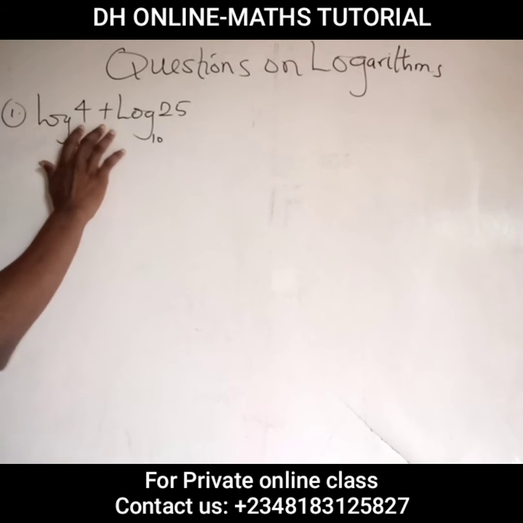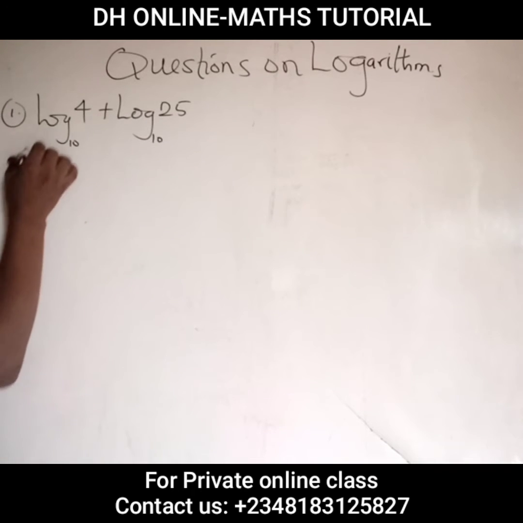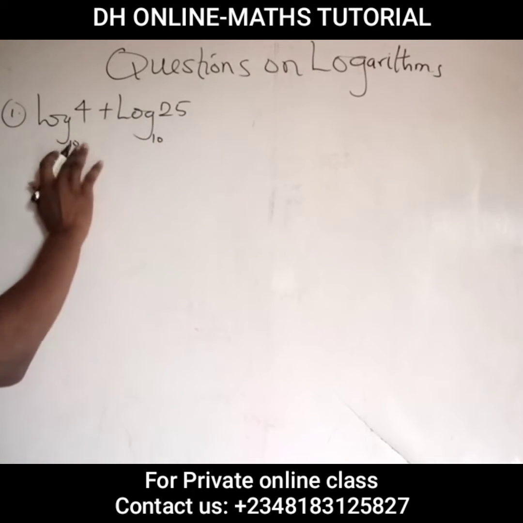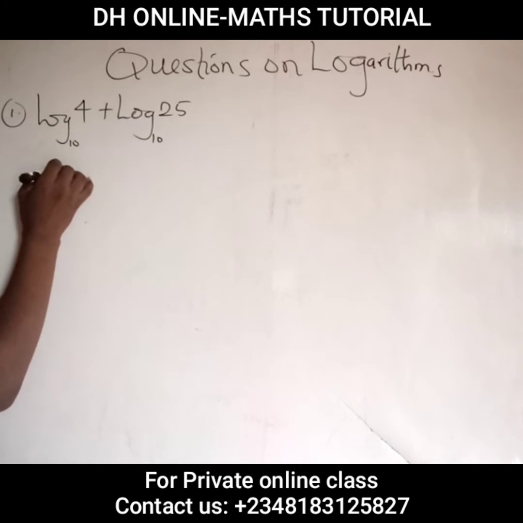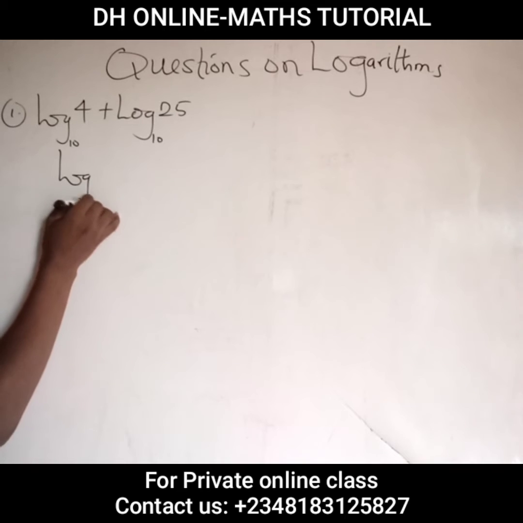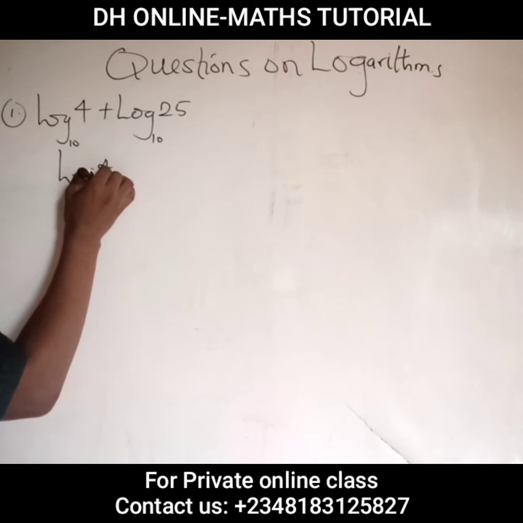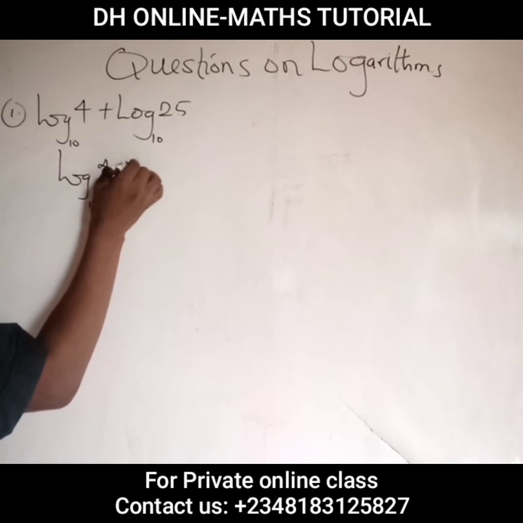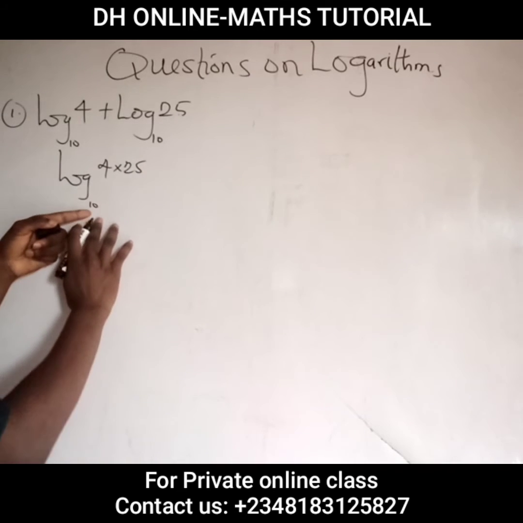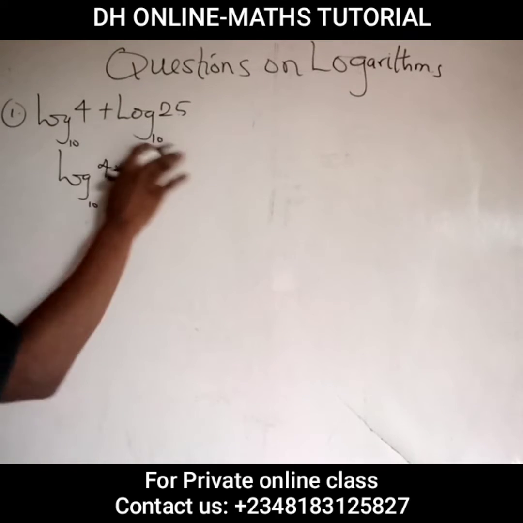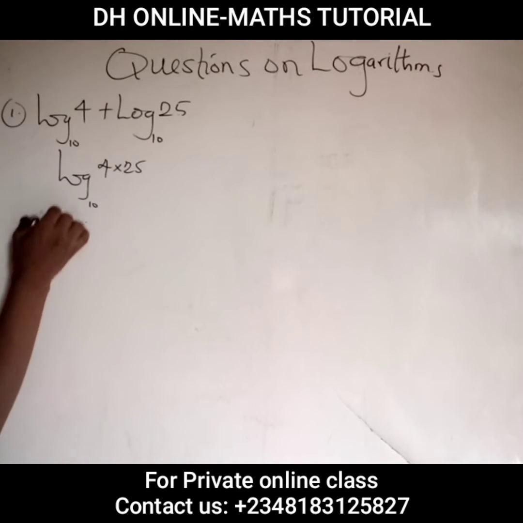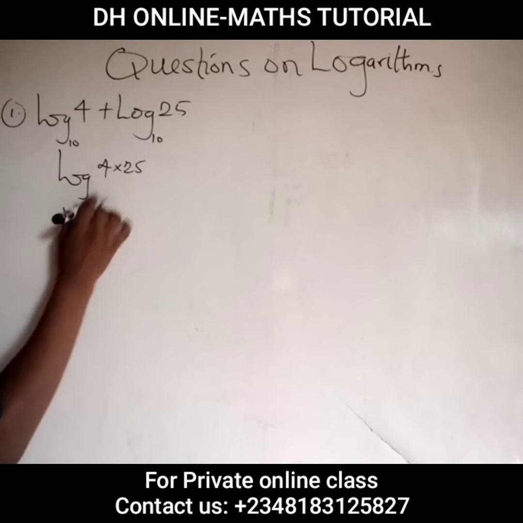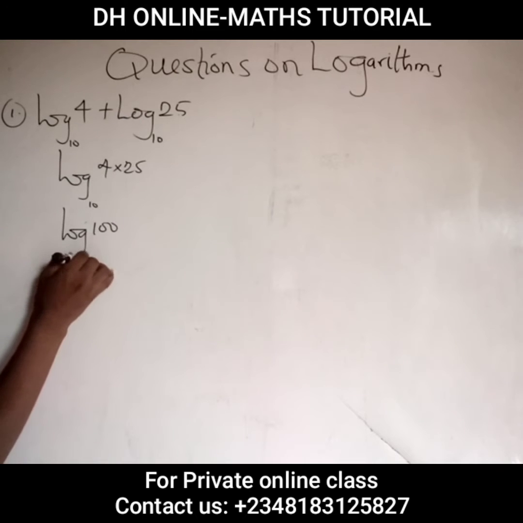So I'm going to keep to this law now. The law says since the bases are the same, I'm going to multiply the logs. So log 4 times 25 to the base of what? 10. Since the bases are the same, the base is 10. So the next thing I will do here is log 4 times 25, which is 100, to the base of 10.